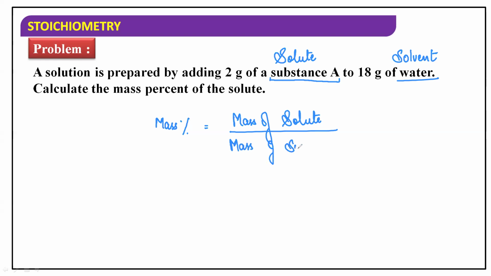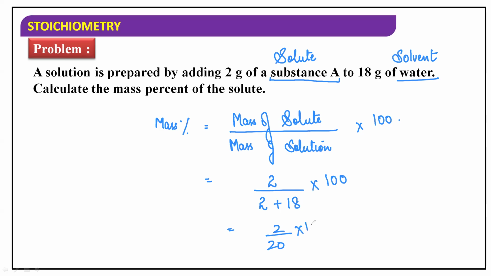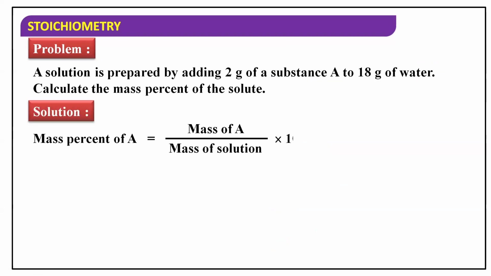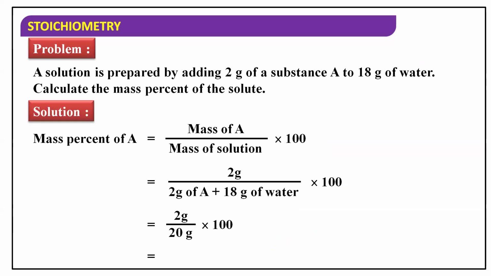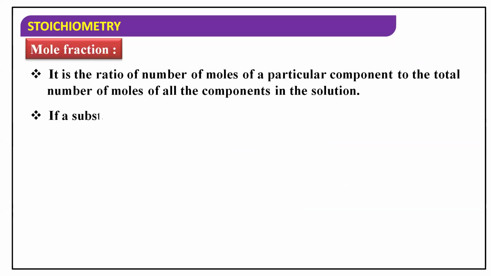Mass of solution, multiplied by 100. So mass of solute is what? 2. Mass of solution will be mass of solute plus mass of solvent, into 100, which will come out to be 2 by 20 into 100. So that is what? 10%. Okay, so let us see the solved example. Mass percent of A is mass of A upon mass of solution. So your answer will be 10%. Clear?